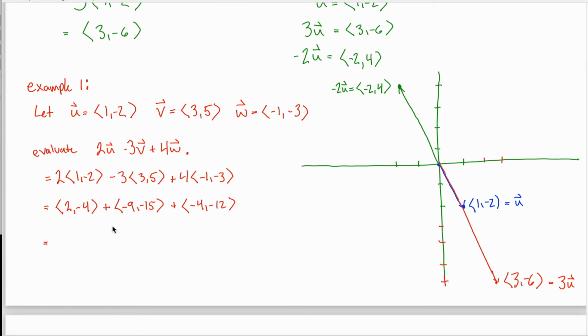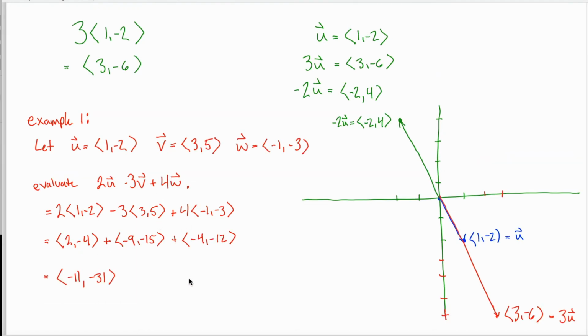But maybe you can quickly convince yourself that that would give us the exact same result as we'd get if we added the first component of all three vectors, so 2 plus -9 plus -4, which gives me -11, and then added the second components of those three different vectors, -4 plus -15 plus -12, to get -31.